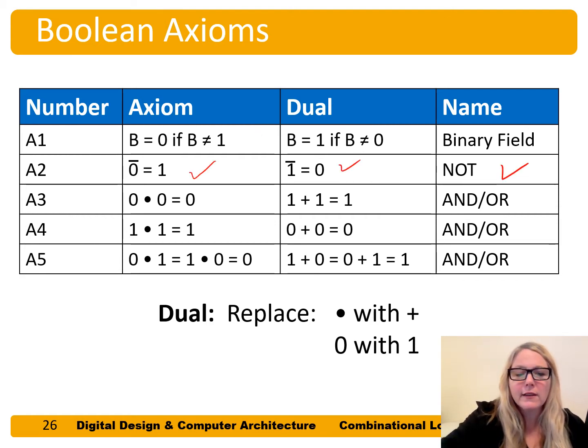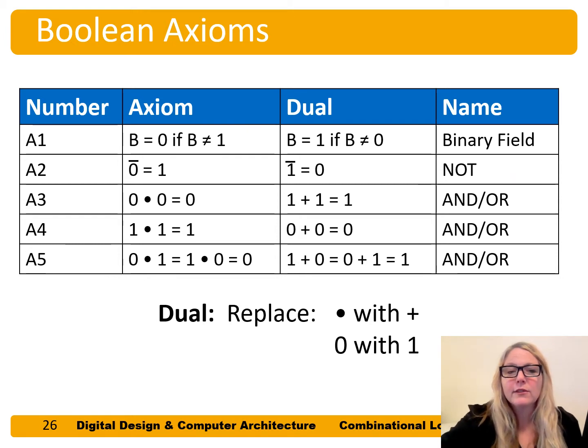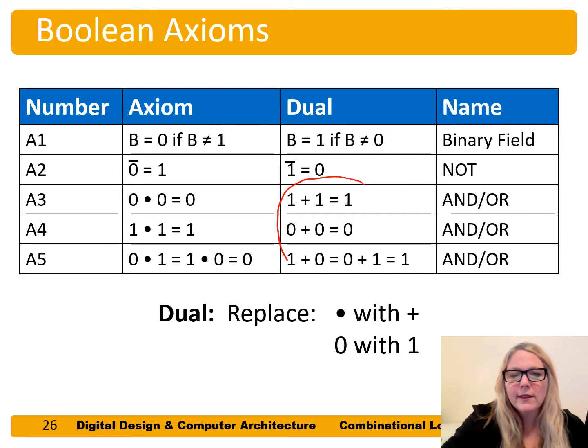Now we've defined the not function, or the inverse function, and by replacing ands with ors and zeros with ones, we now define the or function in its dual. 1 or 1 is 1, 0 or 0 is 0, and either 1 or 0 or 0 or 1 is 1.